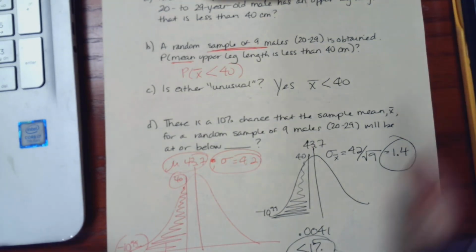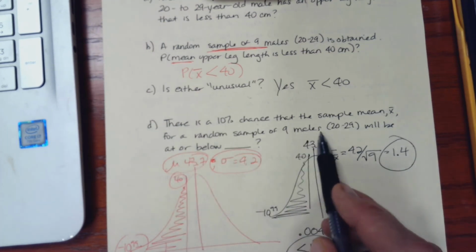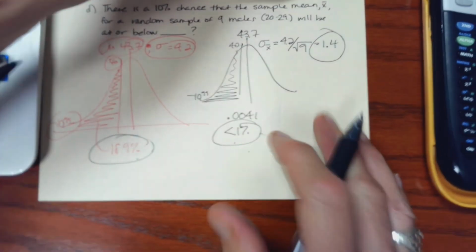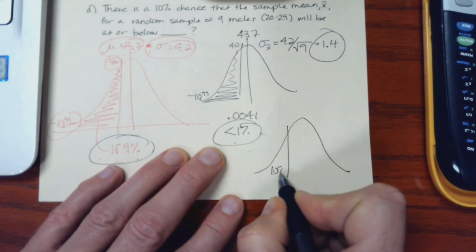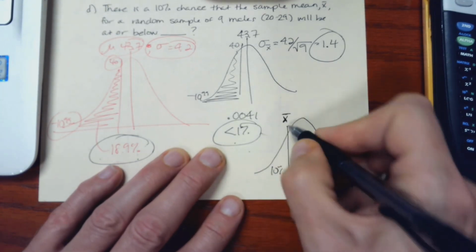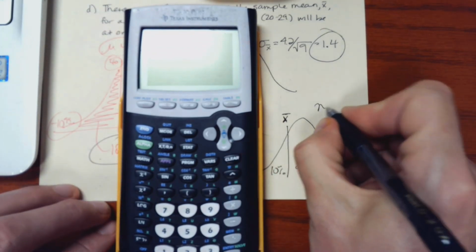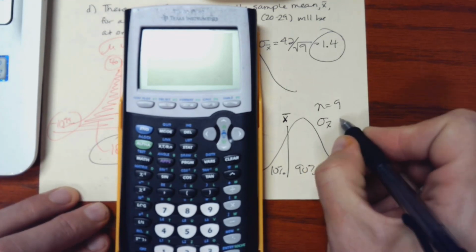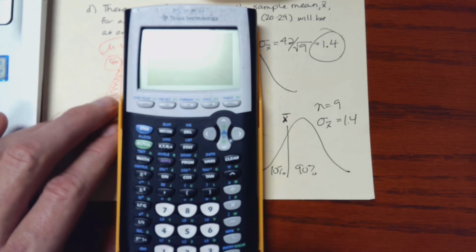Now, finally, there's a 10% chance that the sample mean, x bar, for a random sample of 9 males will be at or below. So in this case, I'm trying to figure out where the cutoff point is so that 10% is below this, which would mean 90% is above. So what is the sample mean that's the dividing line between that? So that's an inverse problem, and I'm using n equals 9, so I need to use my sampling standard deviation, which is 1.4.